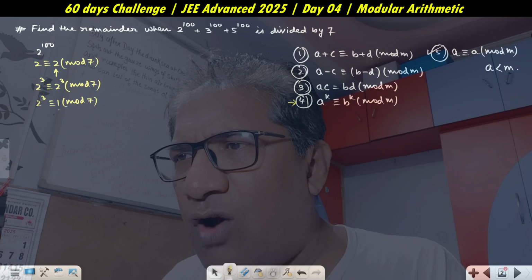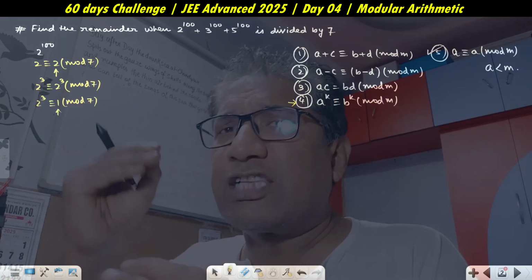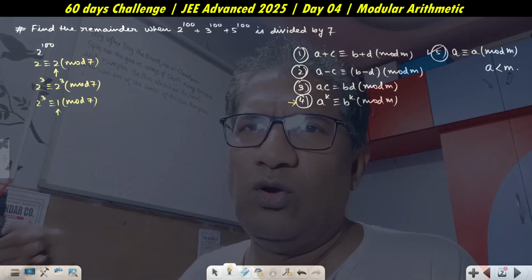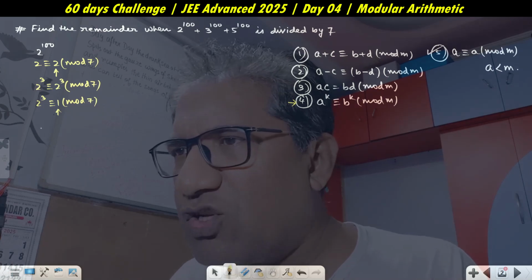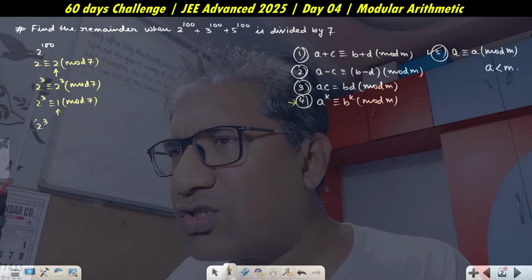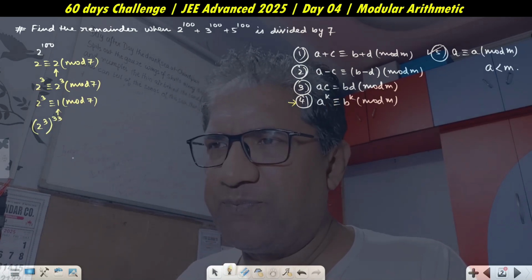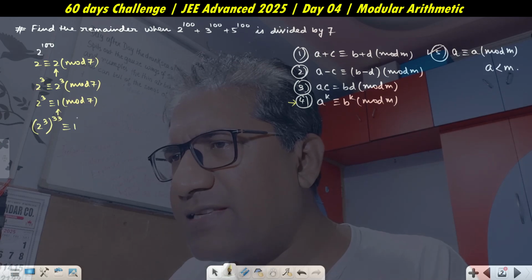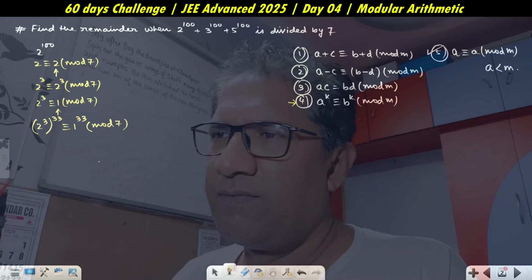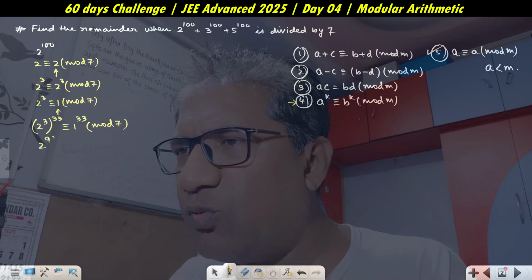You see, I got the remainder as 1. Now you raise its power to any level, the remainder will still be equal to 1. Because we have to reach 2 to the power 100, we will be very close if I raise its power to 33. So again, in this case, the remainder will be 1 to the power 33, which eventually gives us 1 itself.